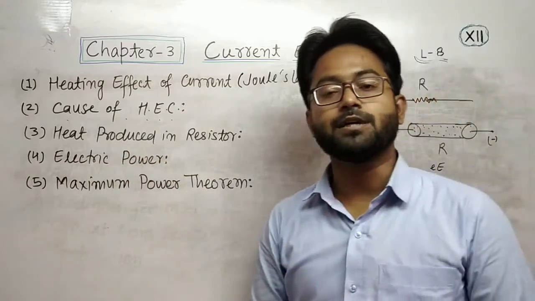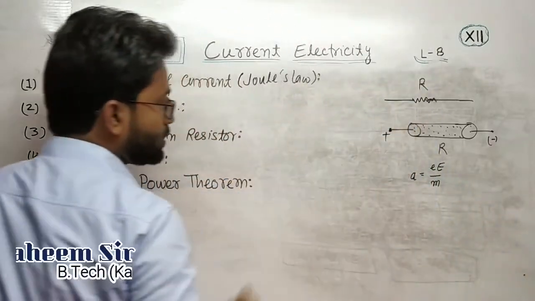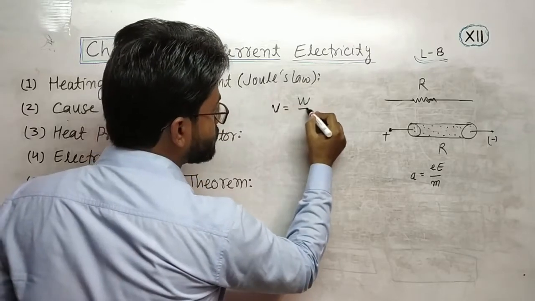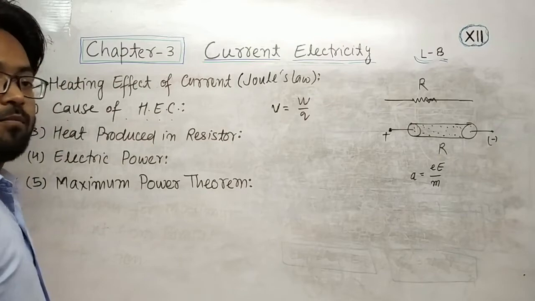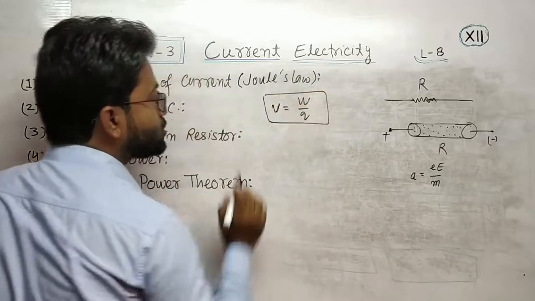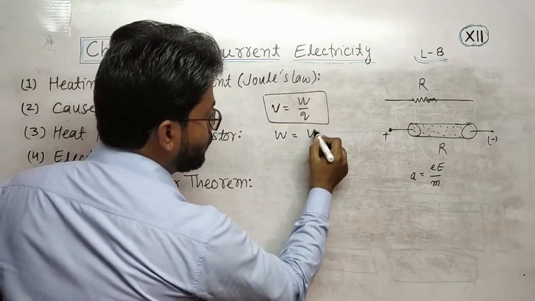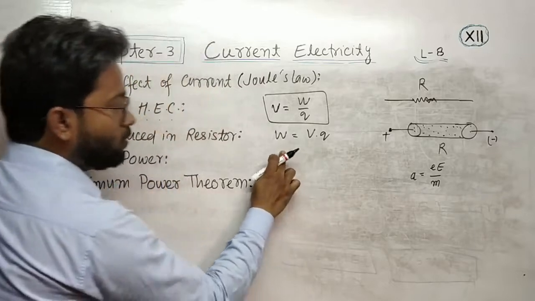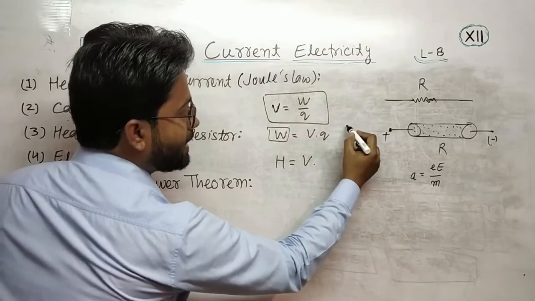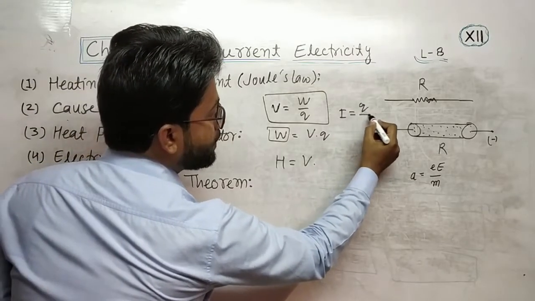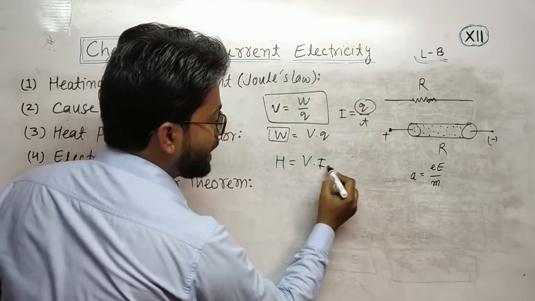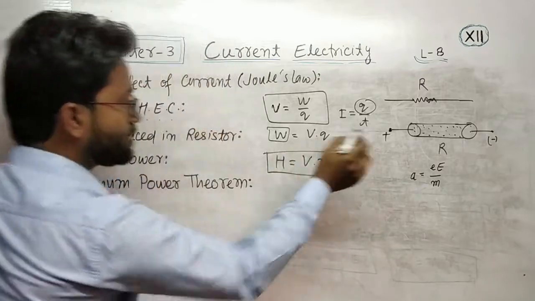Next point, heat produced in the resistor. How much heat is produced when the current is flowing through a resistor? We all know that V, the potential difference, is equal to work done per unit charge. So W is equal to V into Q. This work done is converted into heat, and in place of Q we can write I into T.